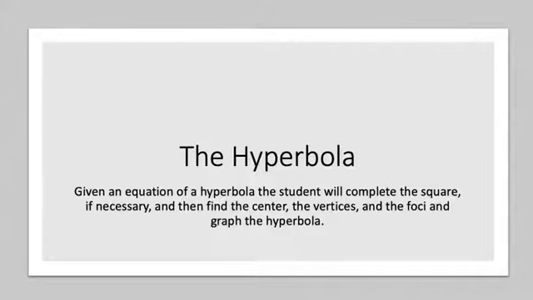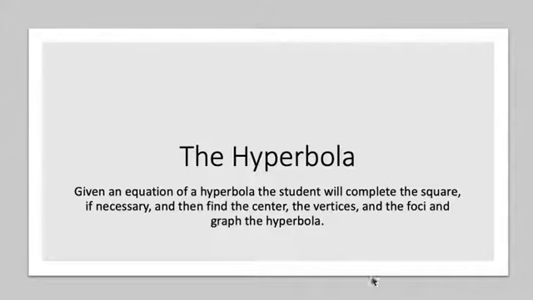We're finishing up the conic sections with the hyperbola. What I'm hoping you will learn in this screencast is how to complete the square if necessary, find the center, the vertices, and the foci, and graph a hyperbola. Just to remind you, the hyperbola is the fourth conic section we're covering.